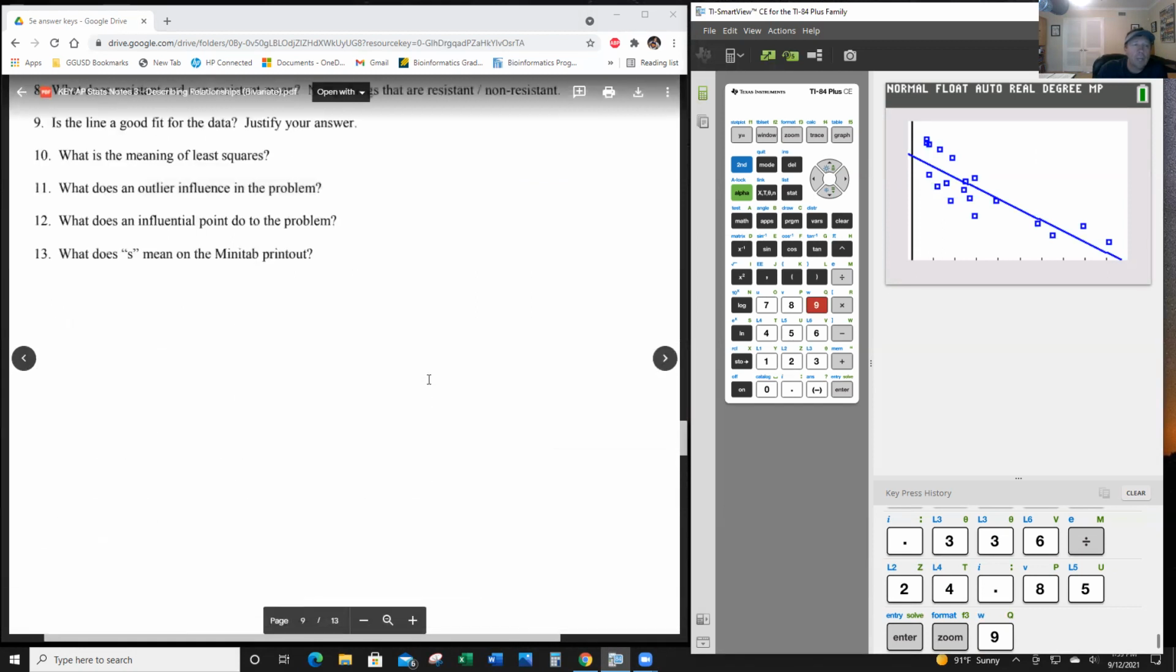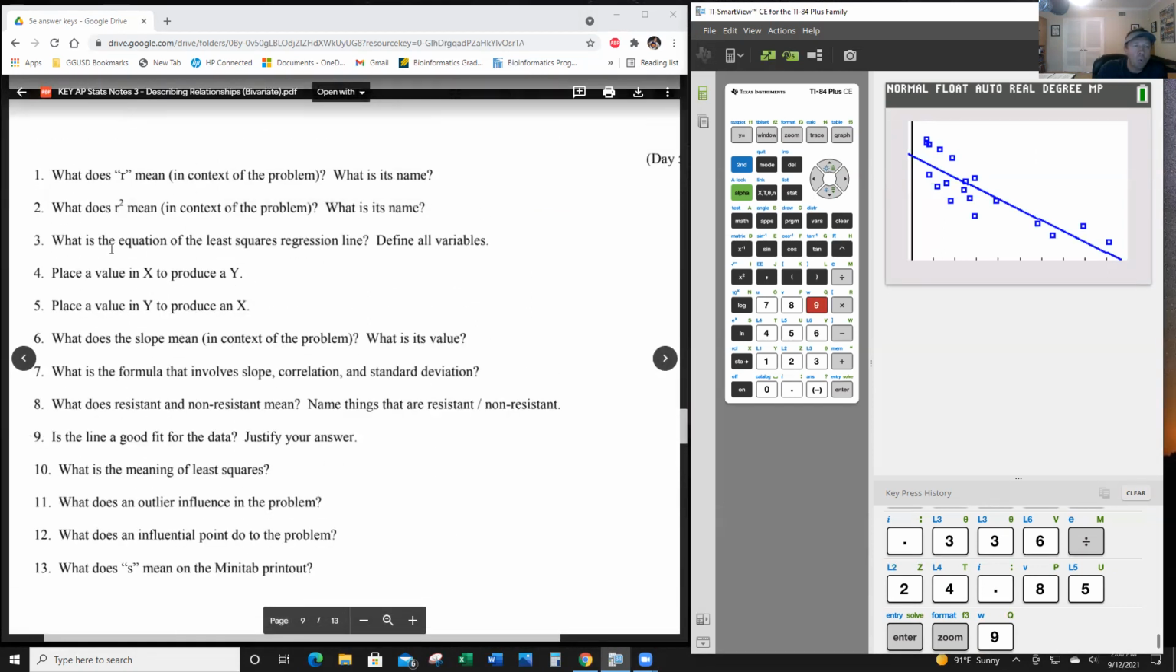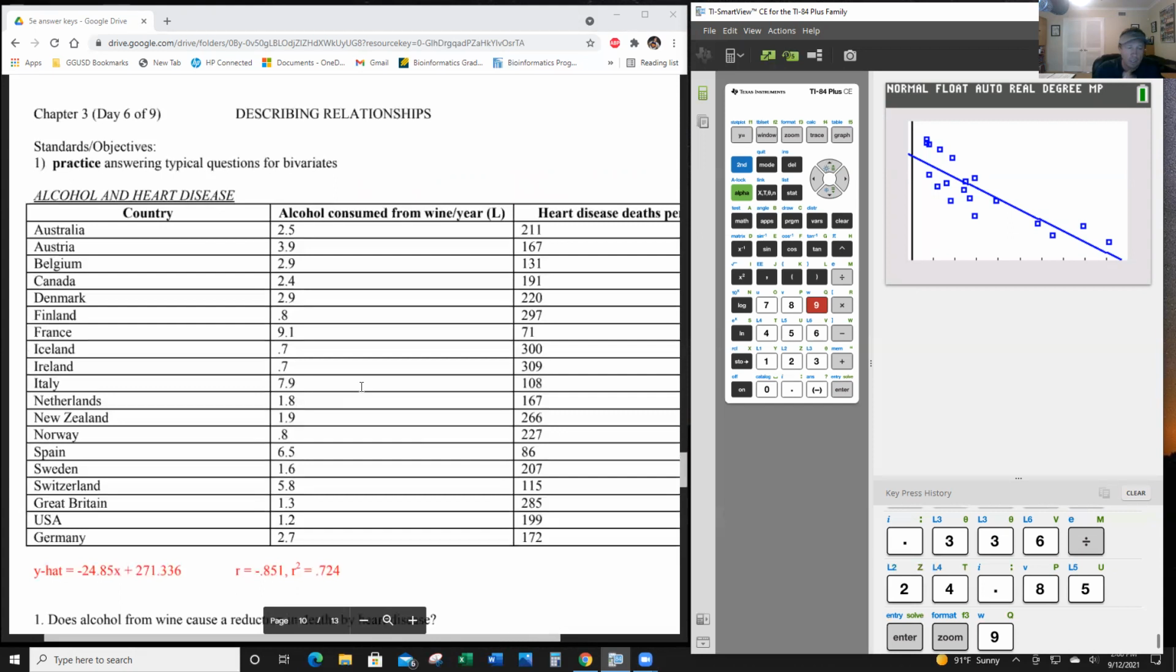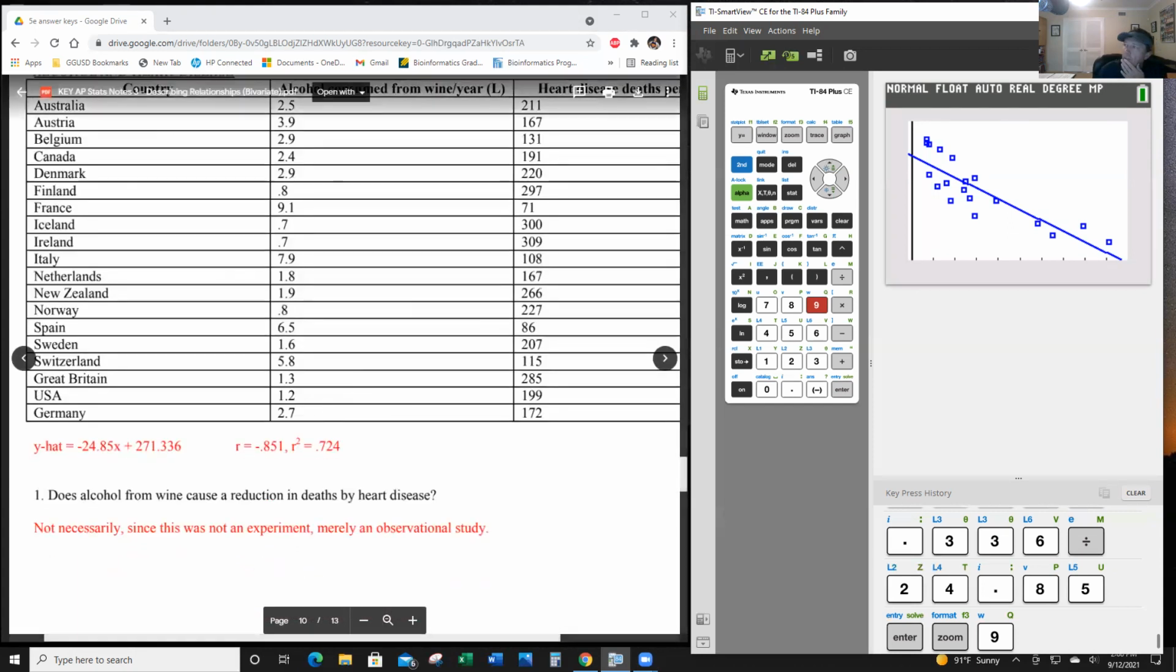Okay, number 3 is, what is the equation of the least squares regression line? Define all variables. Okay, that's number 3, if you remember that one. All right, so here's the equation. I will get that highlighted for you, underline that in blue. Here's the equation. So you have to also write out what X and Y are. X is alcohol from wine. Y hat is predicted heart disease deaths per 100,000. Put the word predicted in there. Okay, so there's that one.